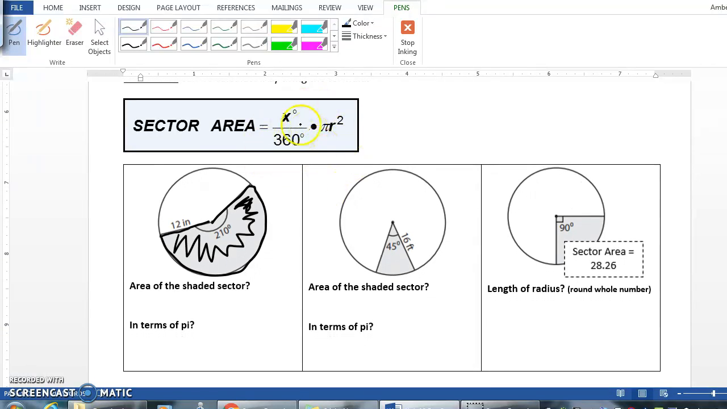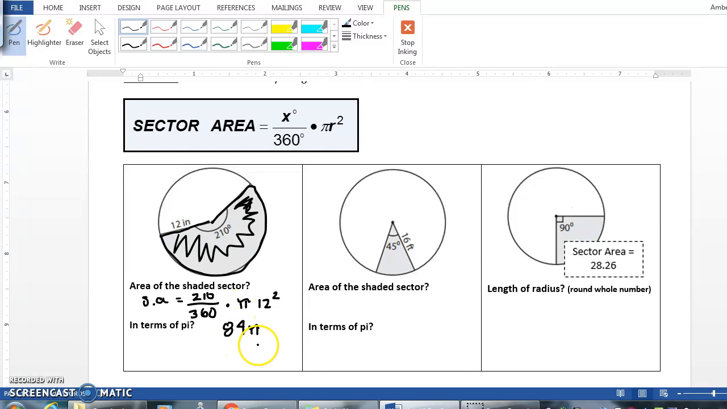This time, our formula is x degrees divided by 360 degrees times pi r squared. So we're simply finding the area of the shaded region. So the sector area is going to be equal to x degrees, 210 in this case, divided by 360 times pi r, which is 12, squared. And then we can just put that in the calculator. 210 divided by 360 times 12 squared is 84.